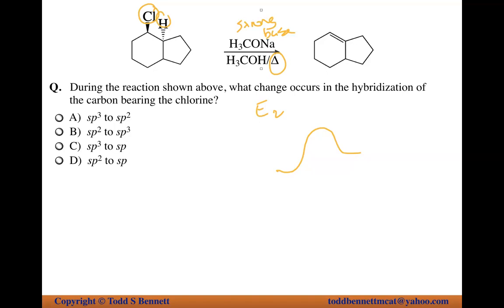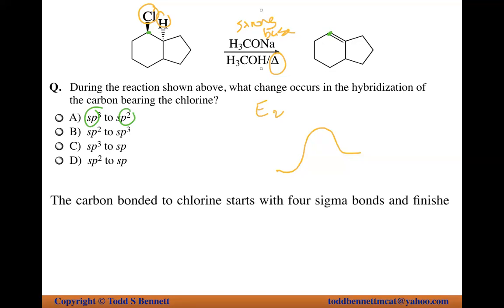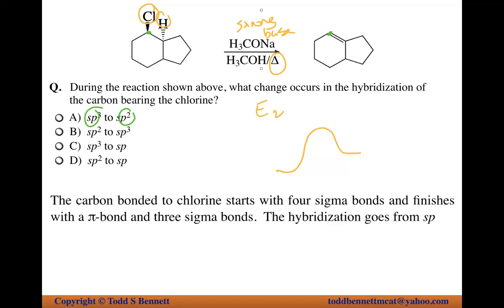So my E2, these carbons, everything is sp3 hybridized because there's no pi bonds, but in the end, you get 2 sp2 hybridized carbons. So during this reaction, what change occurs in the hybridization of the carbon bearing the chlorine? So this carbon right here is starting out sp3 with 4 things attached and turning into sp2 with only 3 things attached. So sp3 to sp2, best answer. A is an awesome answer, although it hasn't popped up yet. So hopefully it is right there.